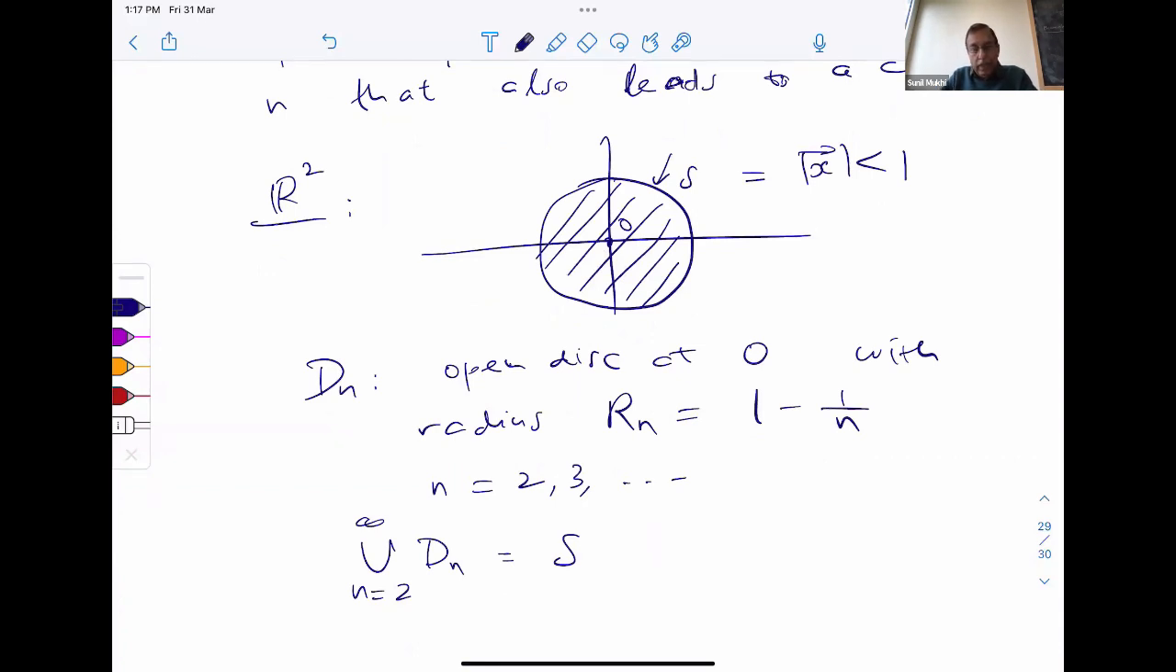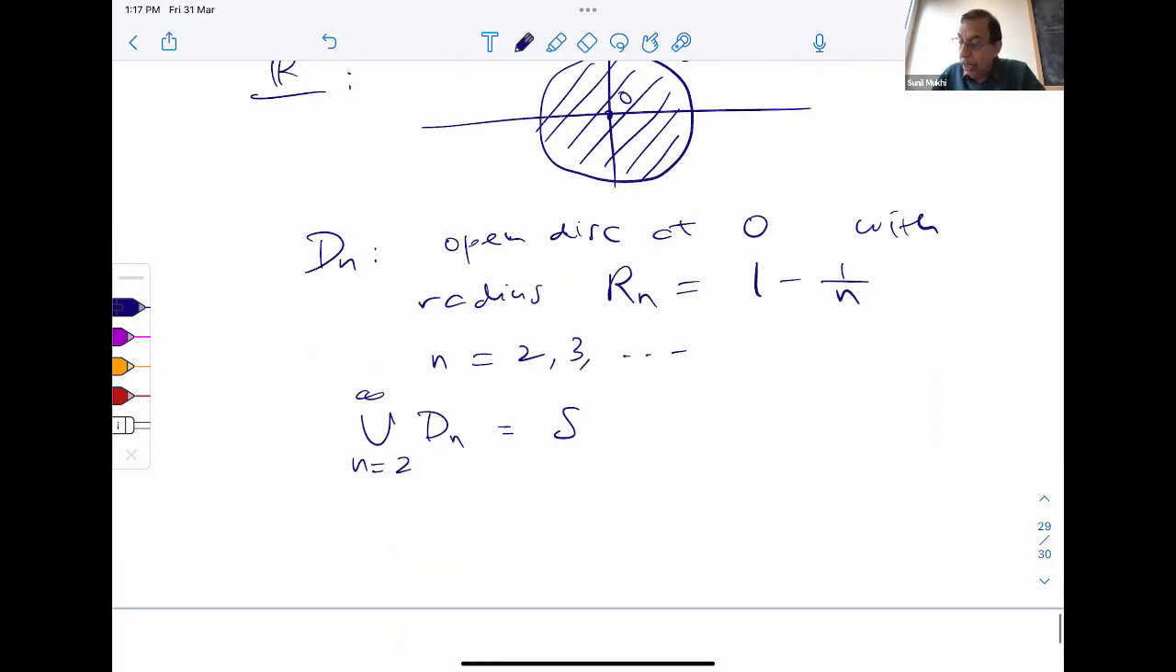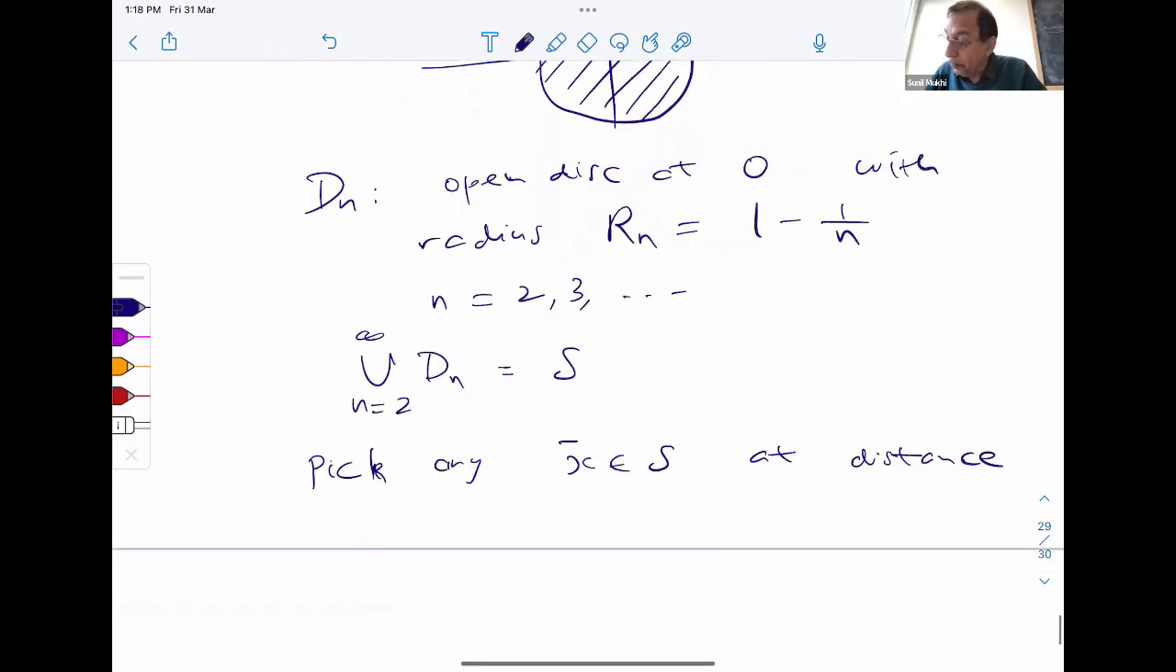Now you might be worried about what it means when I say it covers S, because it's a set of expanding disks and none of them by themselves covers S. It's only when I take this infinite union that it covers S. But there's a very precise way to check. Let's do it because I think it might be helpful to you. Pick any point x in S. Now, to be in S, this x has to have a distance |x| less than 1. So let's pick a distance |x| equals x0, some number less than 1.